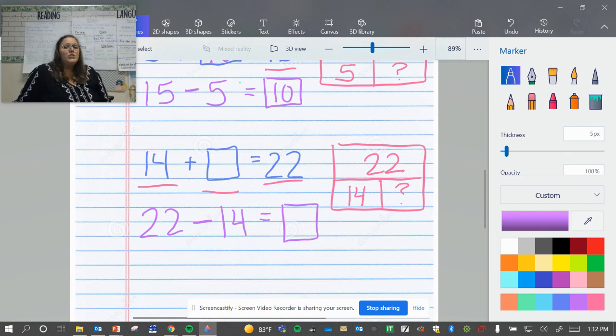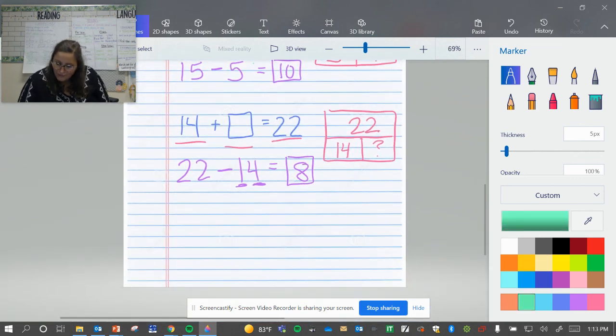Well, I know 22 minus 10. What's 22 minus 10? Think about it. I'm just taking one away from the tens place, so it would be 12, right? So I took away the 10. I need to take away the 4 now. What is 12 minus 4? Think about it. It's 8.